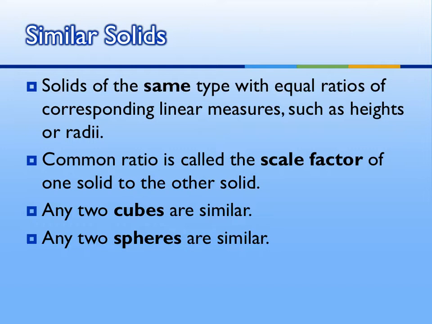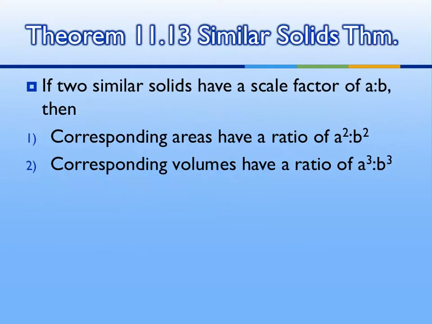Because all the sides are the same on a cube, every cube is similar to another cube, okay? They're not congruent. I can have a teeny tiny cube and a big huge cube, but they are similar. And then any two spheres are also similar because of the same reason. You only have one linear measurement on a sphere. And it's the same all the way around.